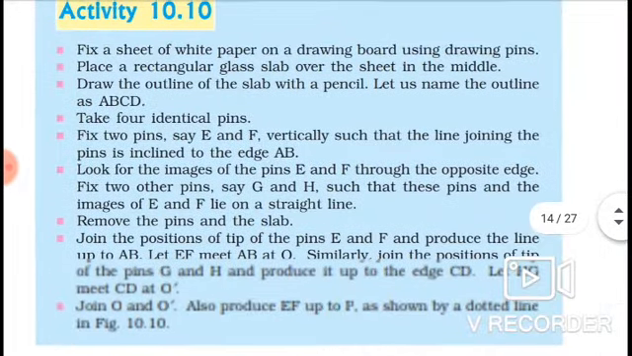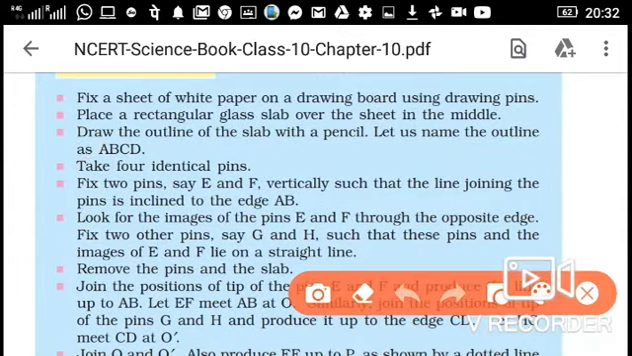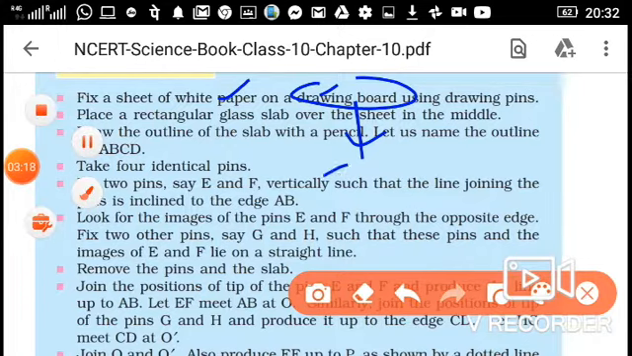Now you see the first point, that is fix a sheet of white paper on a drawing board using drawing pins. So first of all you take a drawing board. यहाँ precautions क्या लेना है आपको, जो आप ड्राइंग बोर्ड सिलेक्ट करोगे वो ड्राइंग बोर्ड सॉफ्ट होना चाहिए. It should be soft. Why? Because you have to fix the pins. So if it is soft, then it will be easy for you to fix. It should be soft.